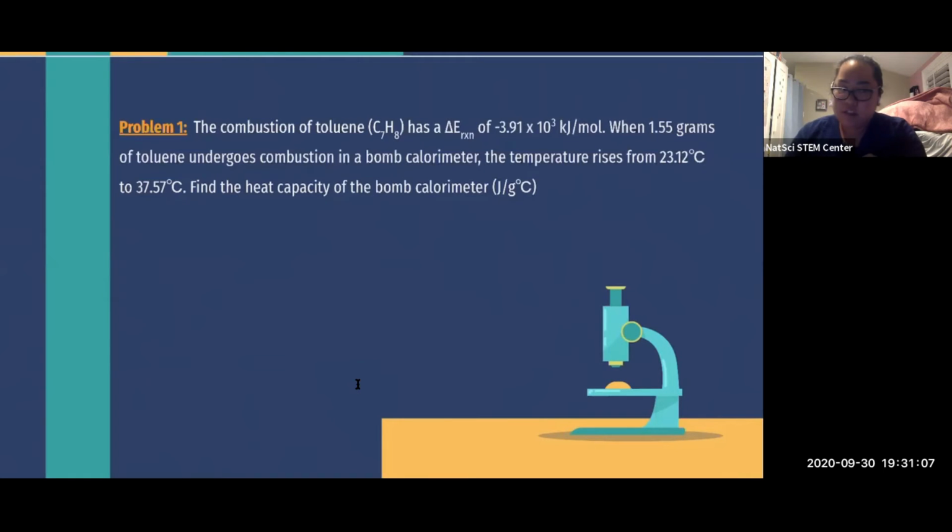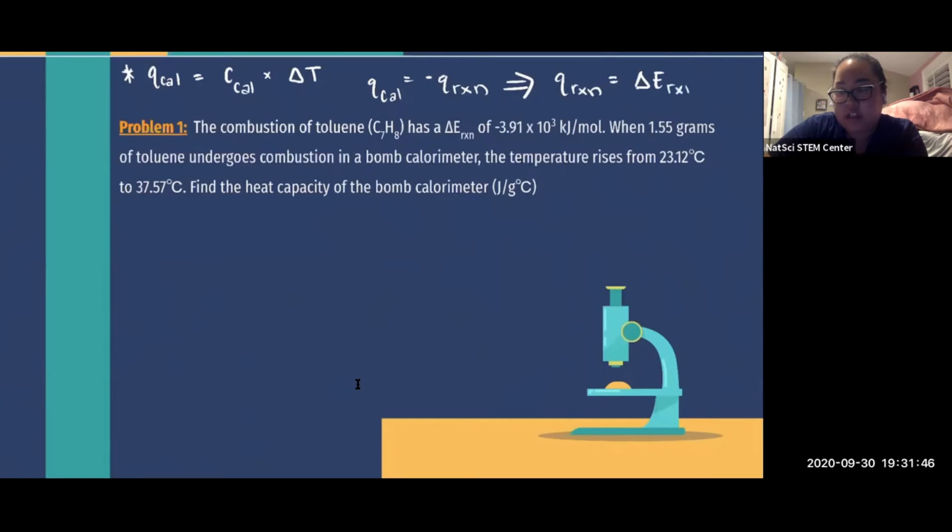So the first problem, let's list down what I said to remember earlier. You want to know that Qcal is equal to the heat capacity of the calorimeter times delta T, as well as the heat of the calorimeter is equal to the negative Q of the reaction. Therefore, we can also write this as Q reaction equals delta E of reaction. So that's the whole energy of the entire reaction.